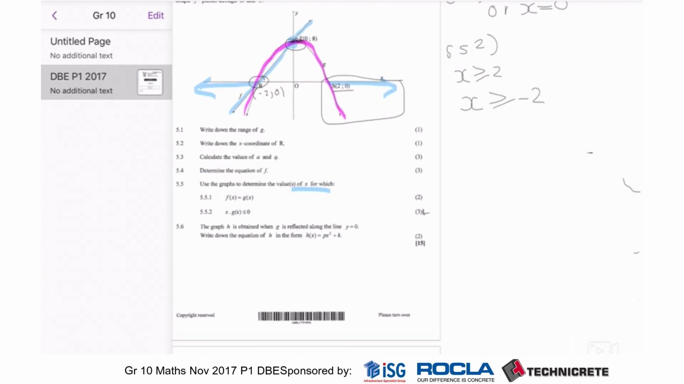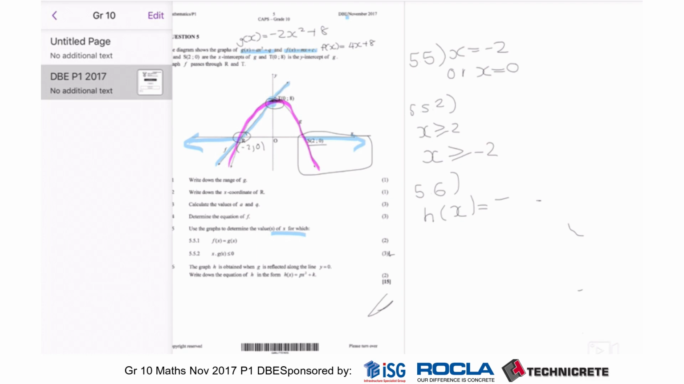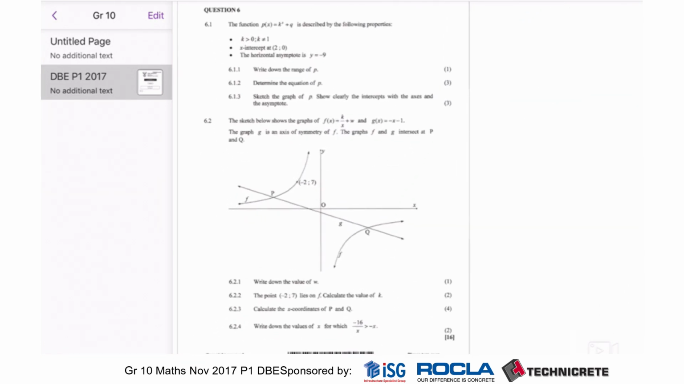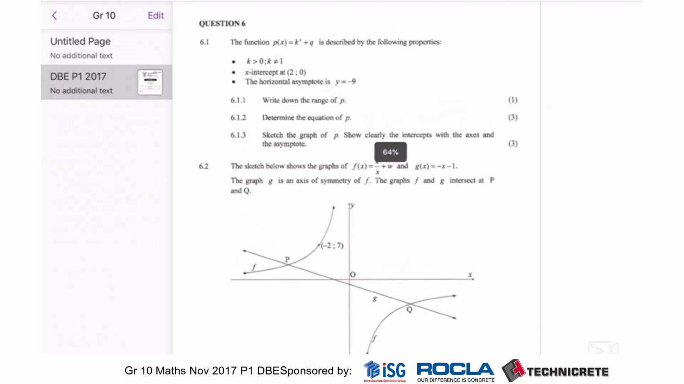Okay, so my g is being reflected, and how do we calculate when g is being reflected along the line? It's going to become negative. So h at x is going to be negative what my g of x graph is, which is negative 2x squared plus 8. So it's going to become positive 2x squared minus 8. Okay. Let's go to our next question, which is question 6.